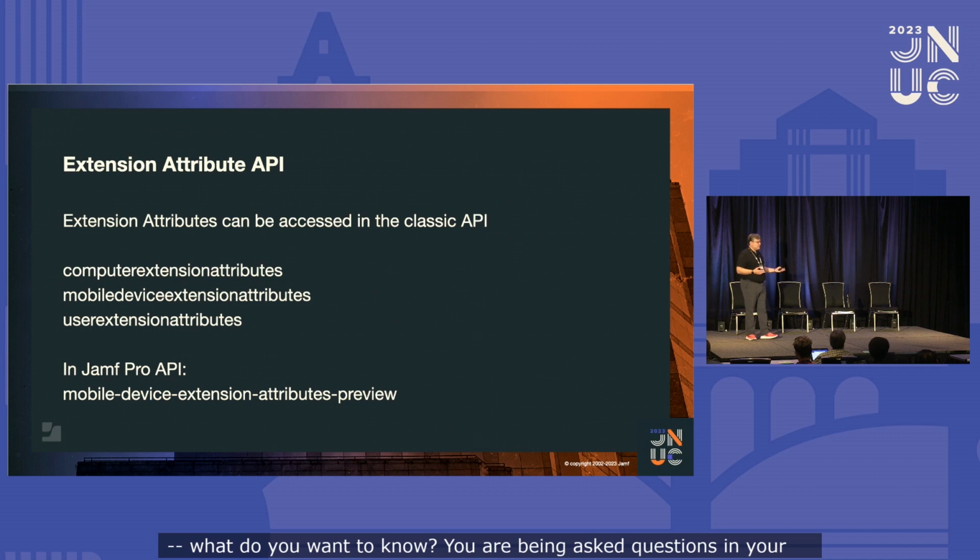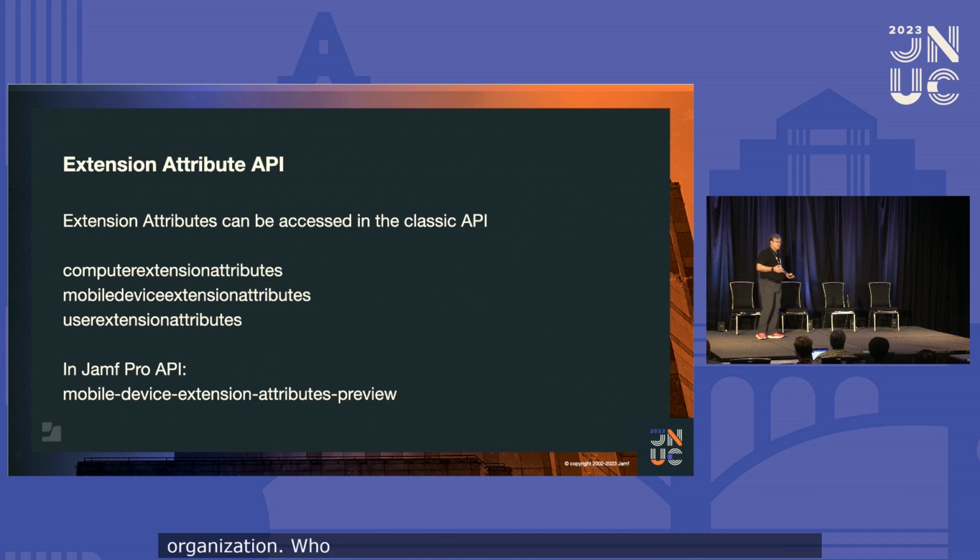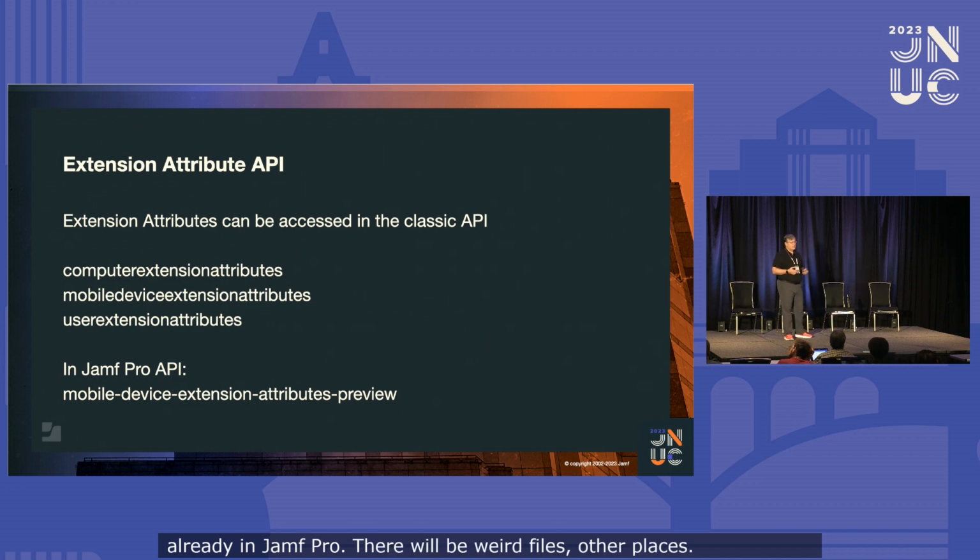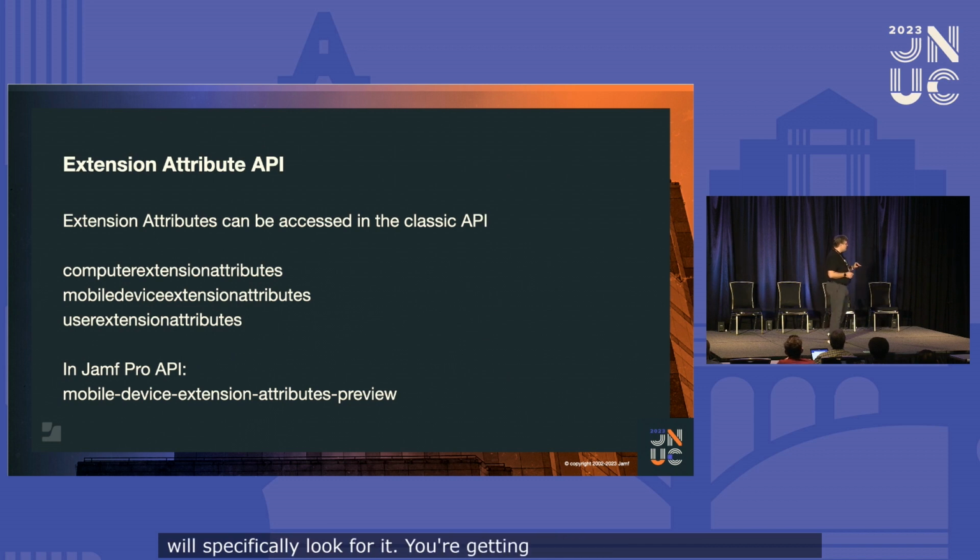There's great tools already in Jamf Pro. You can get application inventory. You can get usage inventory, but you're going to find there's going to be weird files, other places that might report back that are not applications, things that might have been left over from an installer. Did that get removed? So you're going to specifically look for things. Think about that. You're getting to know your Mac. Let's break it down. And again, it's extension attributes, computer extension attributes.